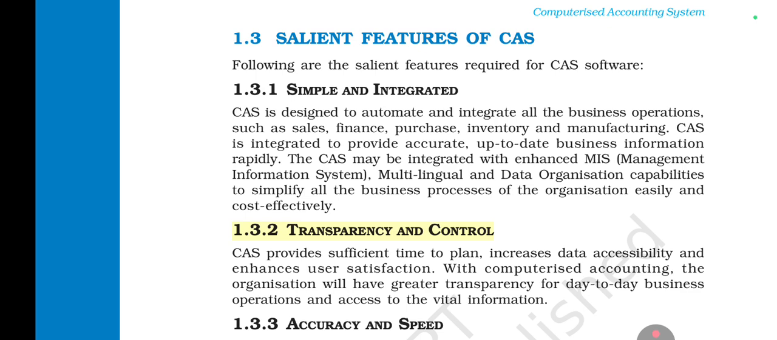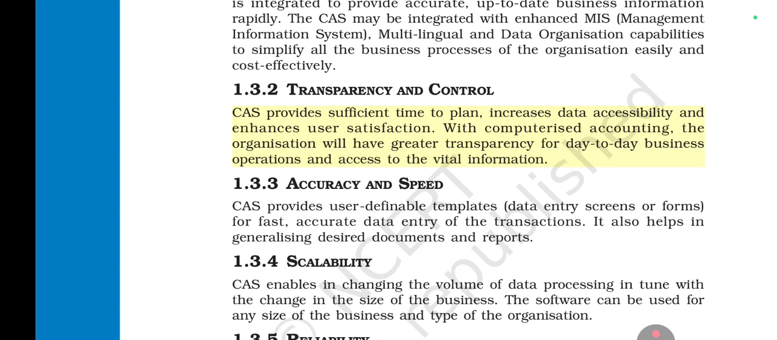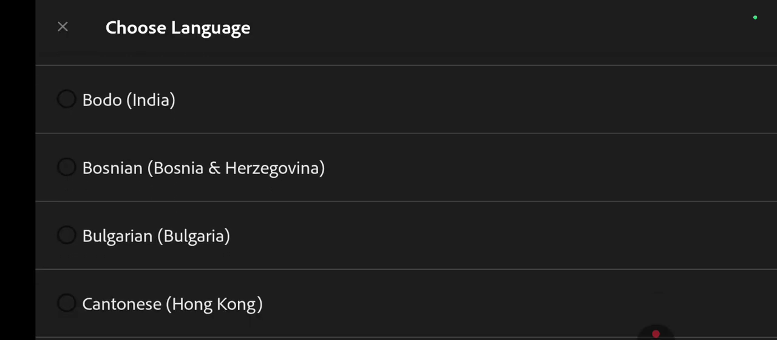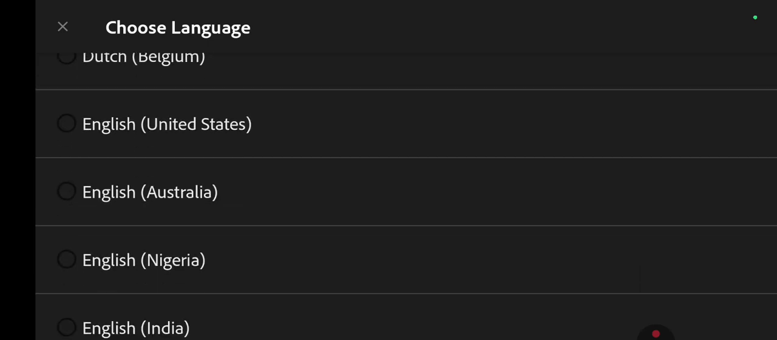1.3.2 Transparency and control. CAS provides sufficient time to plan, increases data accessibility, and enhances user satisfaction. With computerized accounting, the organization will have greater transparency for day-to-day business operations and access to the vital information. 1.3.3 Accuracy and speed. CAS provides user-definable templates, data entry screens or forms for fast, accurate data entry of the transactions. It also helps in generating desired documents and reports.